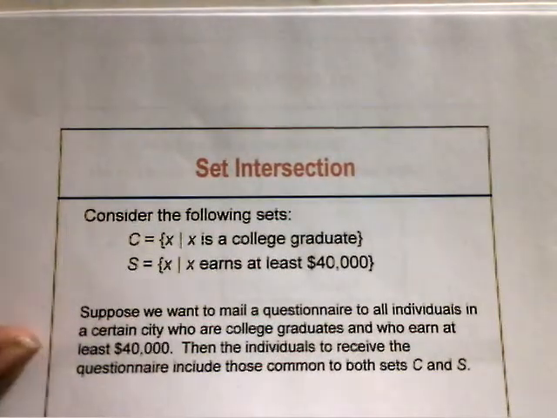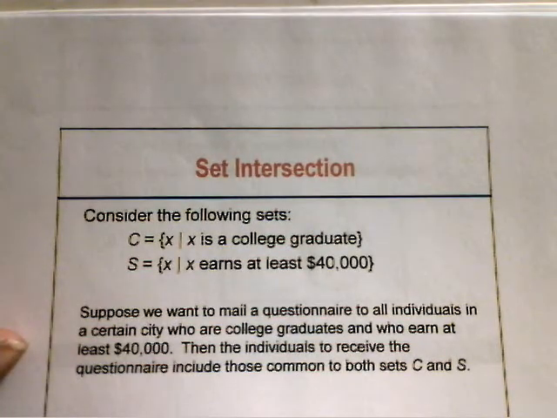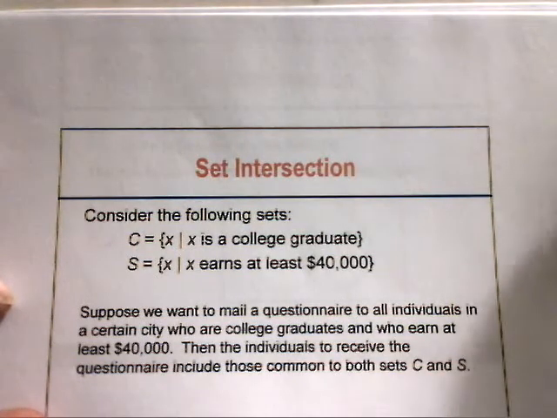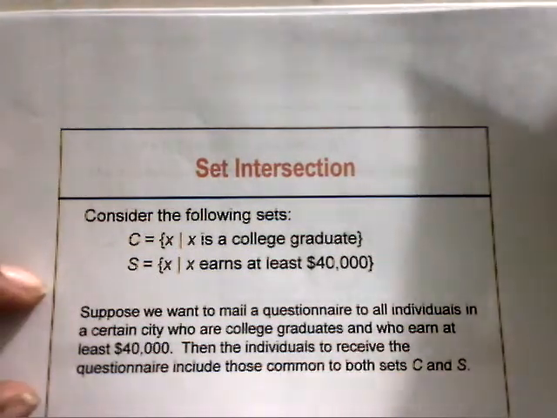Okay, we'll begin our discussion with set intersection. Consider the following sets. C is a set of all x such that x is a college graduate, and S is a set of all x such that x earns at least $40,000. Suppose we want to mail a questionnaire to all individuals in a certain city who are college graduates and who earn at least $40,000. Then the individuals to receive the questionnaire include those common to both sets C and S. So this is just an application of what set intersection means.